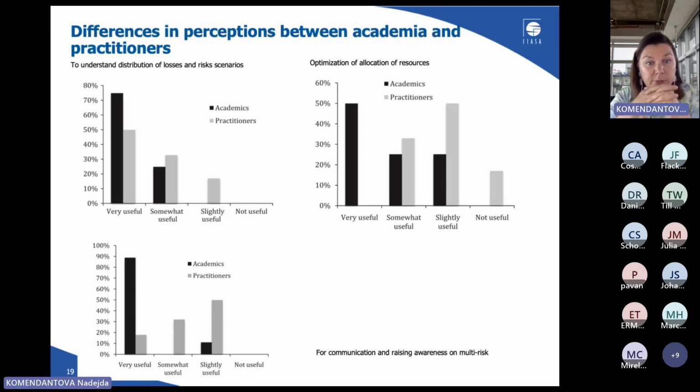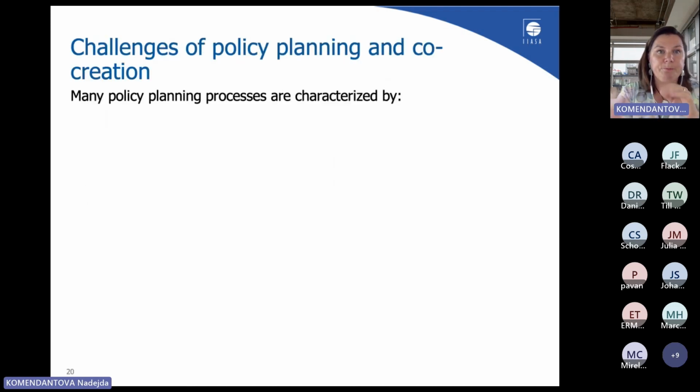We asked them a number of questions, we tried the tool, we tested the tool, so we conducted decision-making experiments. And here you could see that the tool was recommended for communication and raising awareness, but it was quite problematic to use it for optimization and allocation of resources. For example, here the perceptions between academia and practitioners varied significantly. And we followed with further interactions with stakeholders, and based on their feedback, their active engagement and co-creation, this tool was developed further.